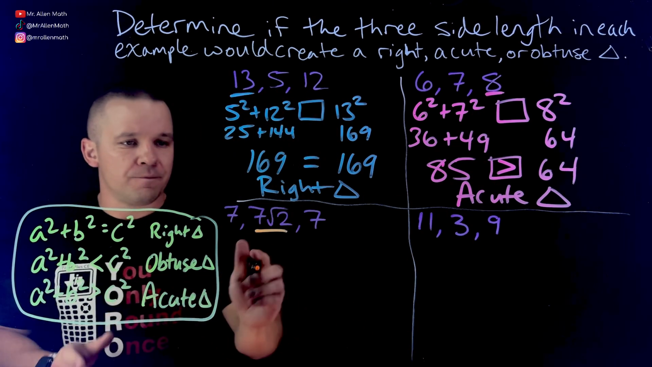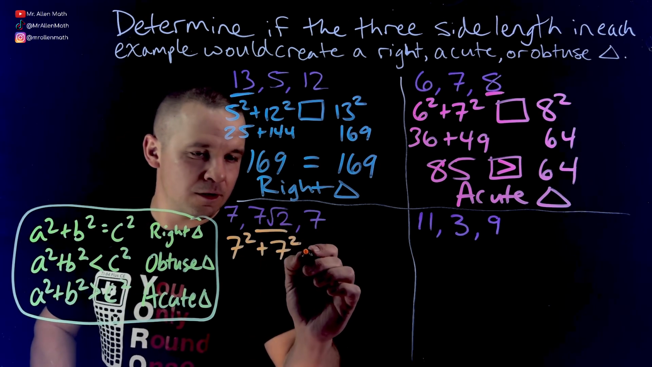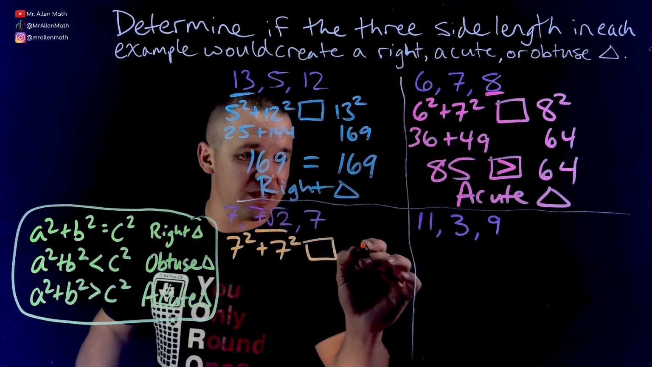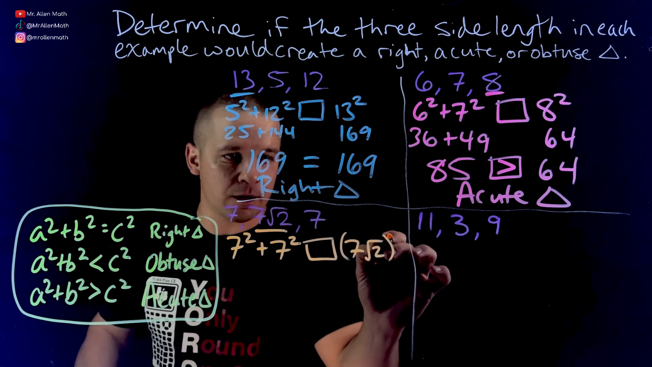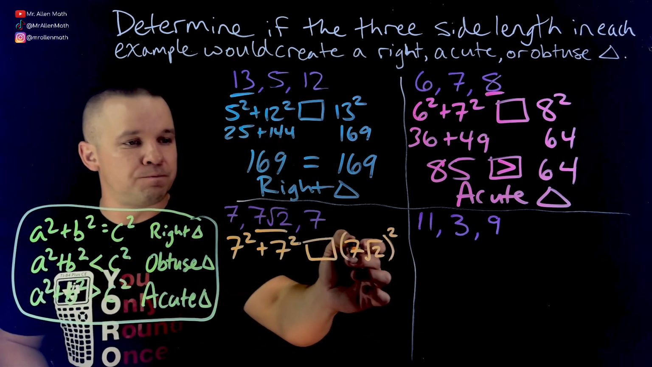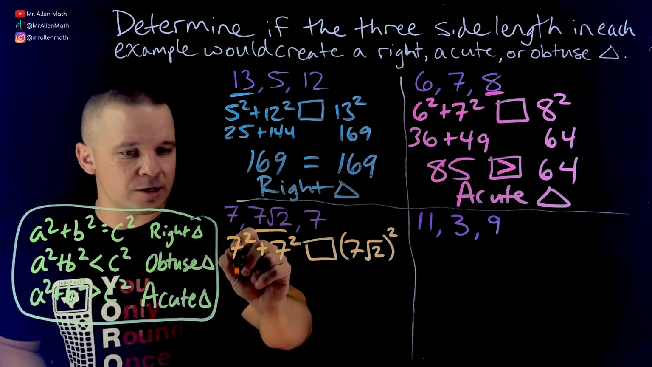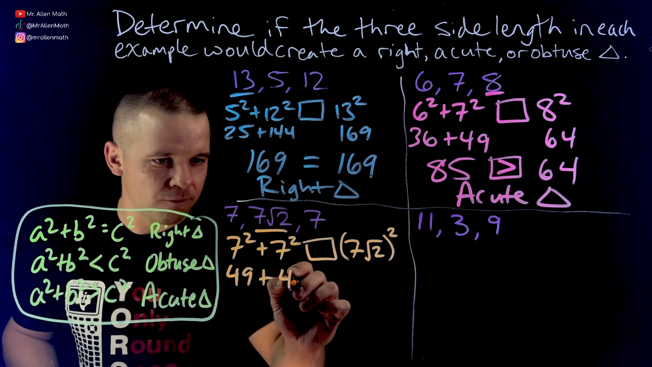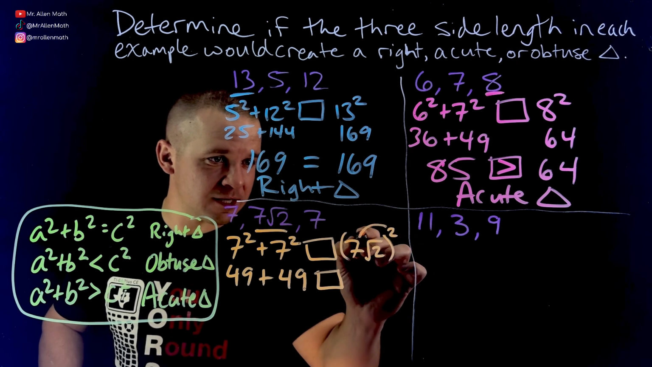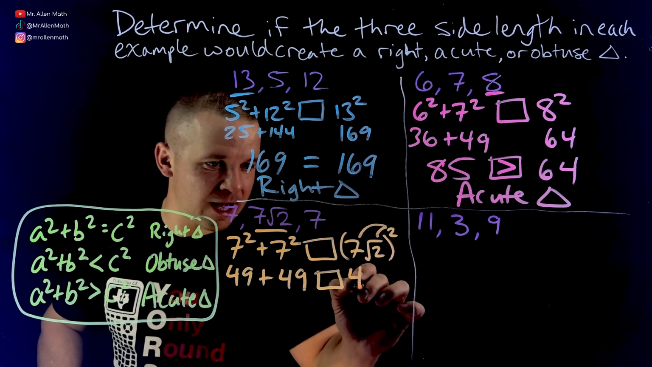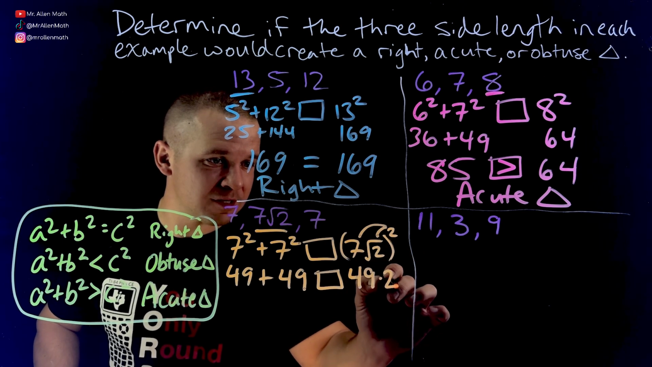Okay, so I'll have 7 squared plus 7 squared, and then I have a box. And whenever I deal with these simplified radical type numbers like this, a normal number times a radical, you've got to put it in parentheses, okay? Because both of these things get squared. Now I have 7 squared is 49, plus 49. Over here, I square the 7, that's 49, and I square the square root of 2. Those two cancel, and I'm left with times 2.